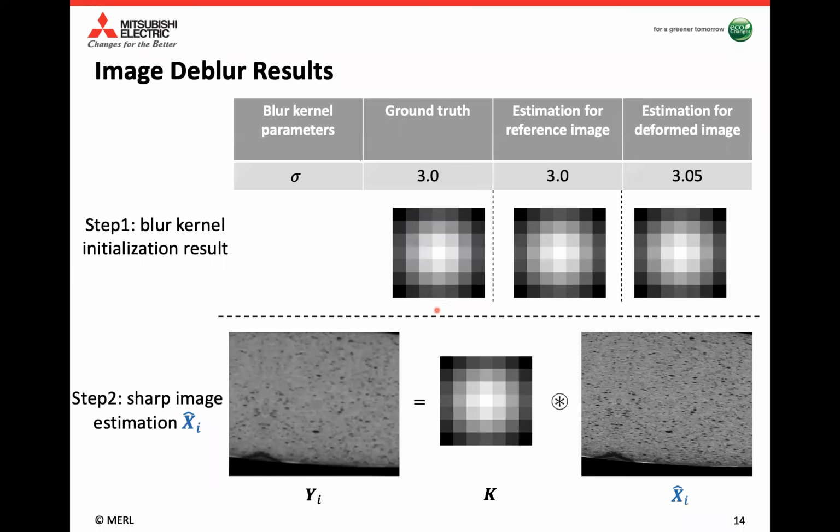Here is the result of the image deblur module. In step 1, we can get an initialization kernel, which is similar to the ground truth. Then in step 2, we can get an accurate deblurred image estimation x_i hat.